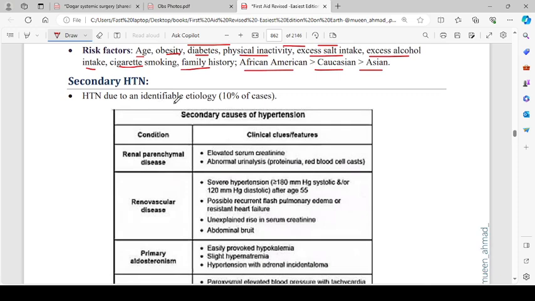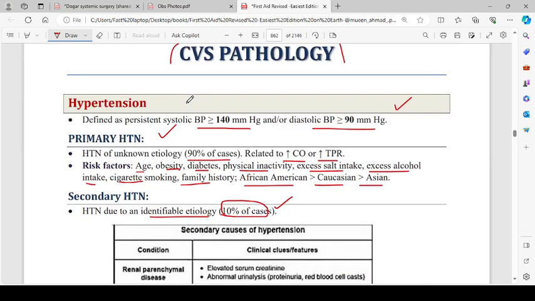Secondary hypertension. Hypertension due to an identifiable etiology is seen only in 10% of the cases. This is a very important fact, that in most of the situations, the hypertension is primary hypertension, and in like 90% of the cases, we don't know the cause of it. If it is associated with some secondary etiology, it is called secondary hypertension.